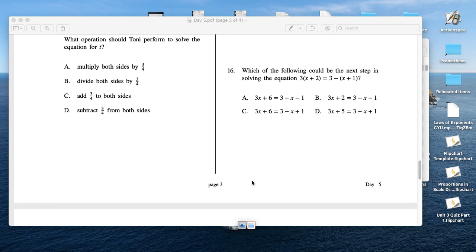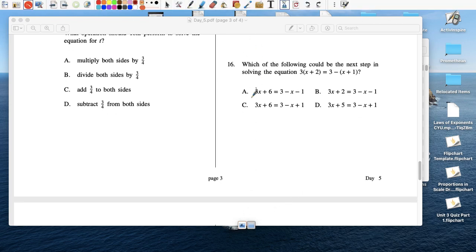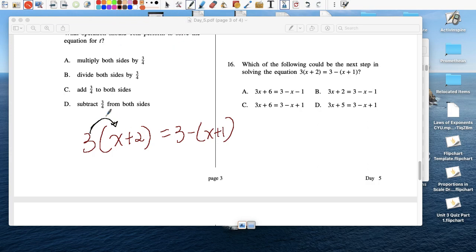16. Which of the following could be the next step in solving the equation? Well, if we were to do that particular equation, what's the first thing you would do? We would get rid of the parentheses on both sides. So the first step would be the distributive property here. Remember, there's an invisible one here, and distributive property over here. So we would get 3x plus 6, and then 3, and then negative 1 times x is negative x, and negative 1 times positive 1 is negative 1.